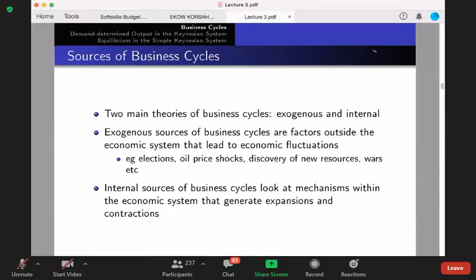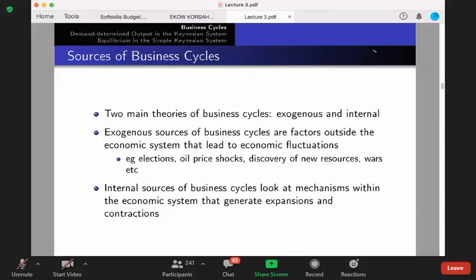All right. So now let's come back to the two main theories of business cycle. There are two of them. We have the exogenous, and then we have the internal. So when we say exogenous, we are saying that the sources of business cycles are factors outside the economic system that lead to what? Economic fluctuations.